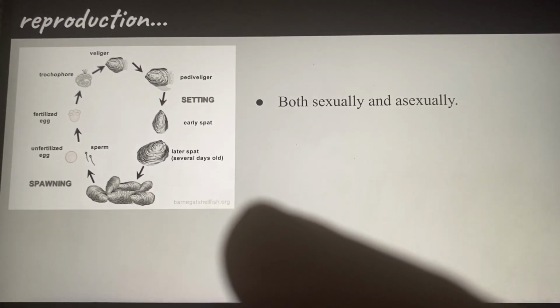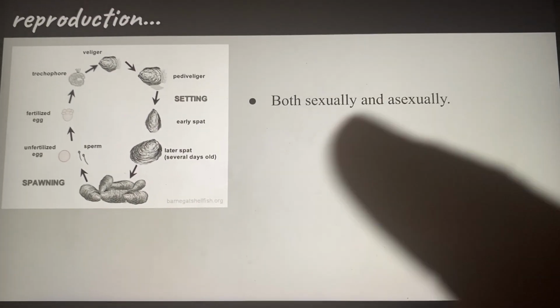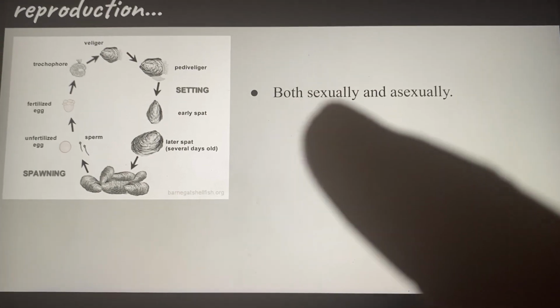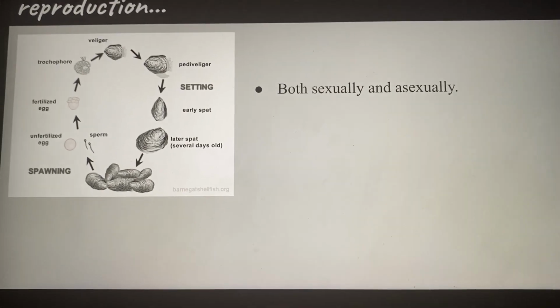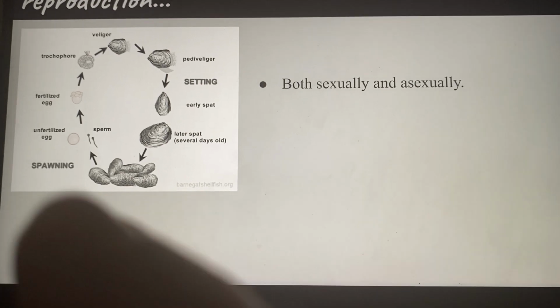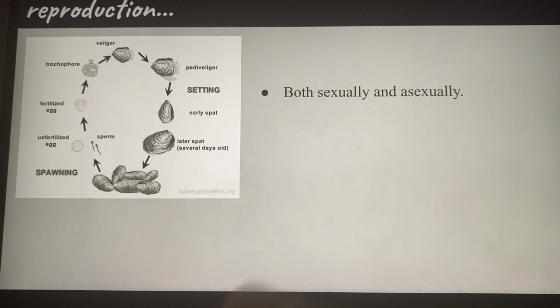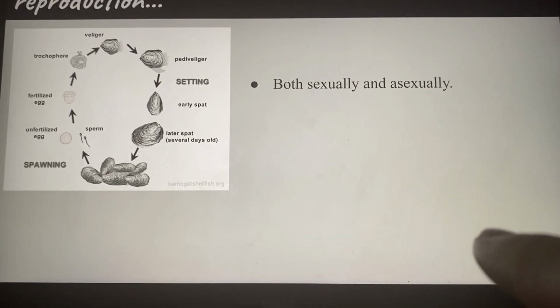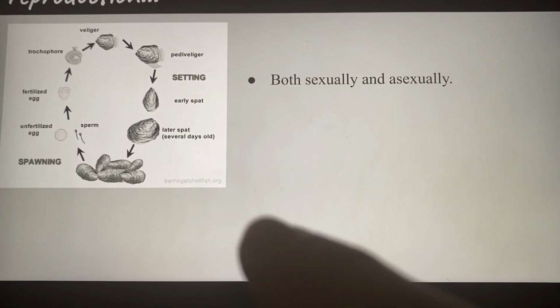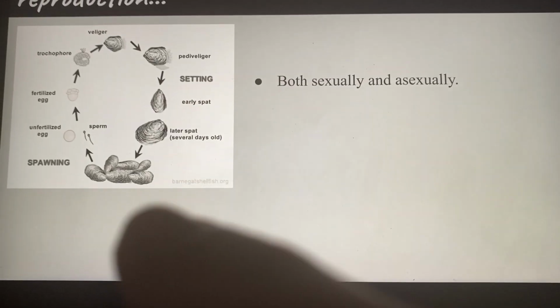But as far as bivalves, which are clams, or cephalopods, which are octopus, they only reproduce sexually. They are not asexual. So there is a male specific and there's a female specific. There's one that has sperm and there's one that has unfertilized eggs. And together they form a new organism, which you can see from this cycle right here.